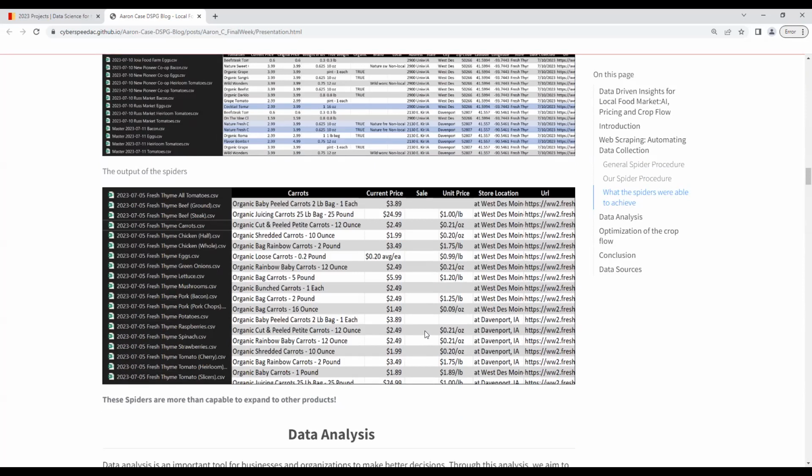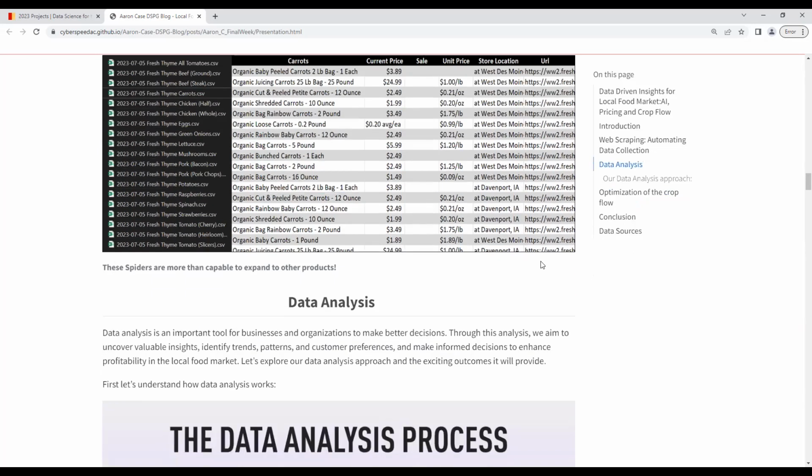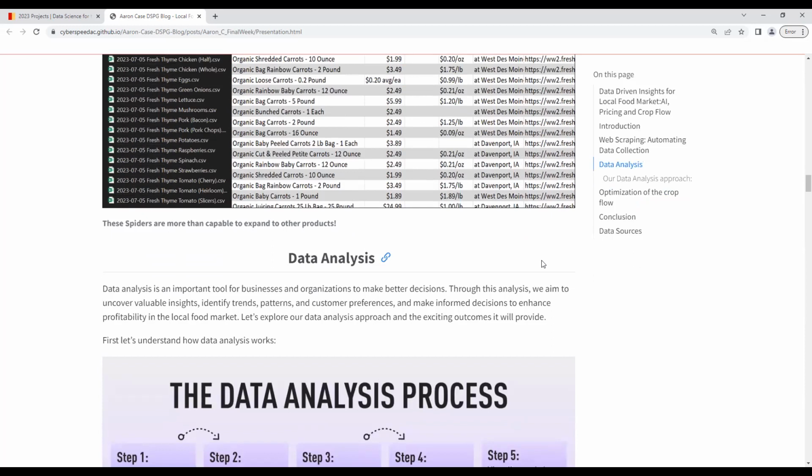As Swati said, we can expand these spiders to other products. Here I have a list of all the products that I was able to scrape and have available, so it's very, very easy to expand. This is an example of carrots. This is the raw data that we can extract. We have the amount of carrots that we need, the price, sale price if there is one, the location, the URL, we have everything. And from that, we move on to data analysis, so we can process our newly extracted data.